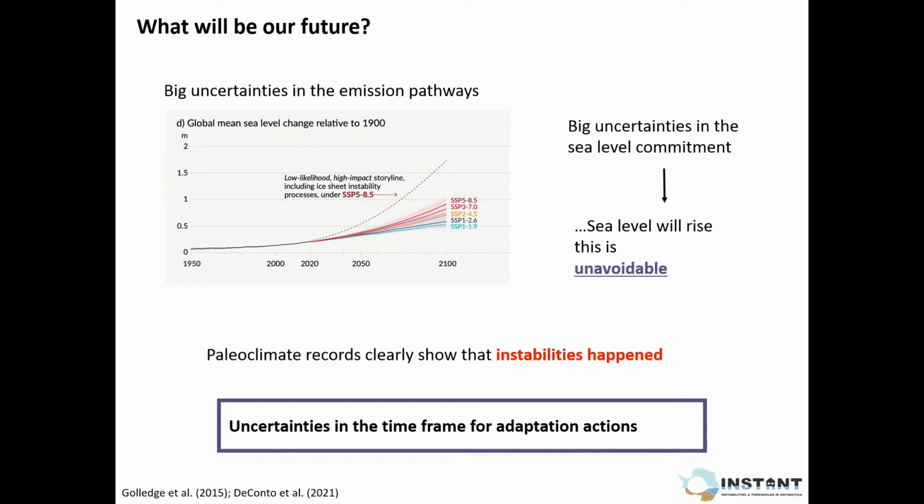Okay, this is a physical fact due to the fact that ice sheet absorbs the heat and melts on very long time scale actually. Paleoclimate records clearly show that instability happens. So now we need really to focus to reduce uncertainties in the time frame for adaptation actions. And I will now stop here and pass to Rob that will detail more about projections and thresholds. Thank you very much.